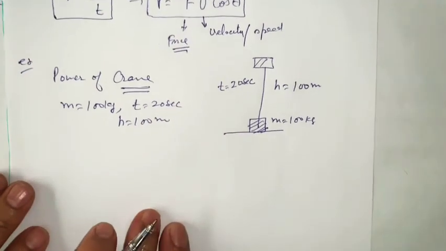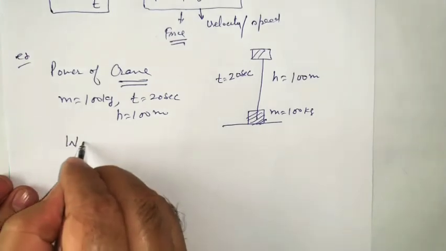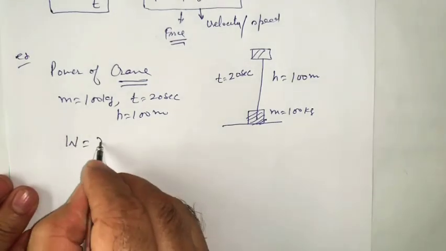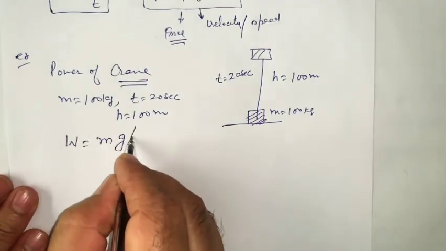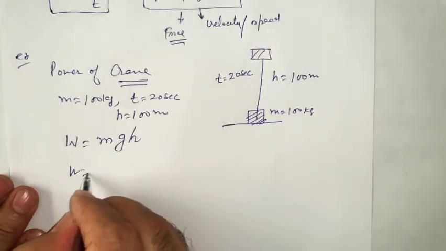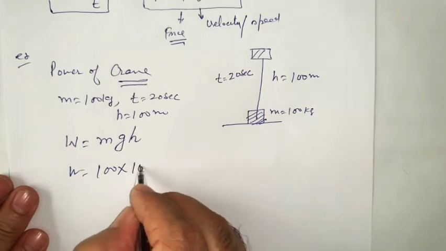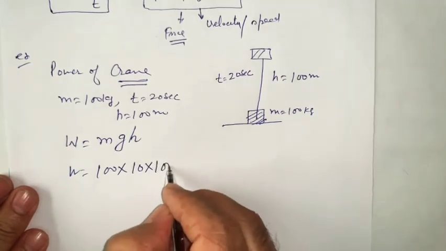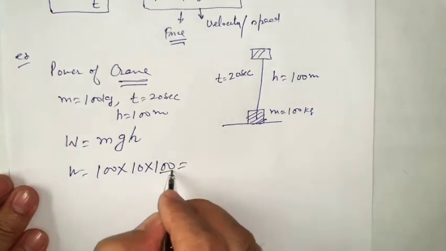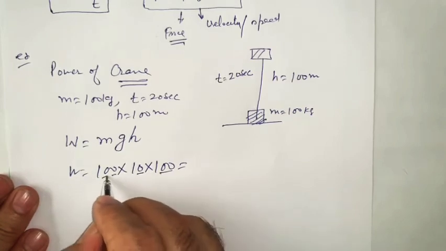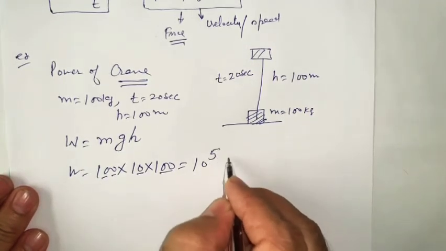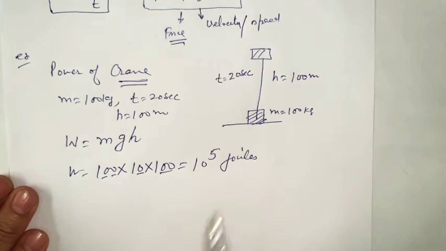So first of all, we will find out the work. You know, work is equal to M into G into H. Mass, how much mass? 100 kg. Into gravity, 10. What is height? 100. So what is your answer? 10 power 5 joules.